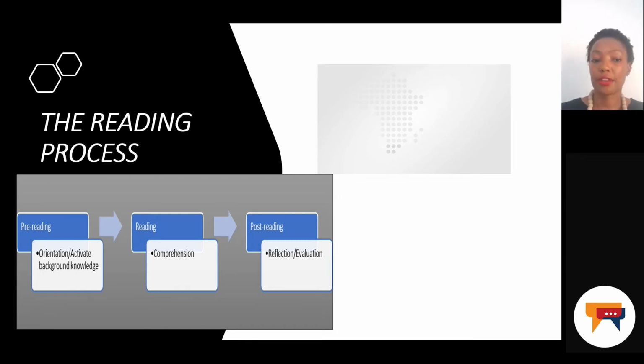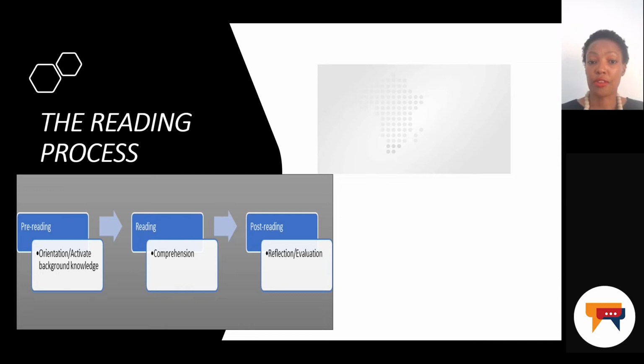We also have the during reading phase. This is the actual reading of the text, and it requires that we read with comprehension. So the teacher aims to build understanding of the text through a variety of exercises, which we will look at in the later slides. And then you also have the after reading phase.